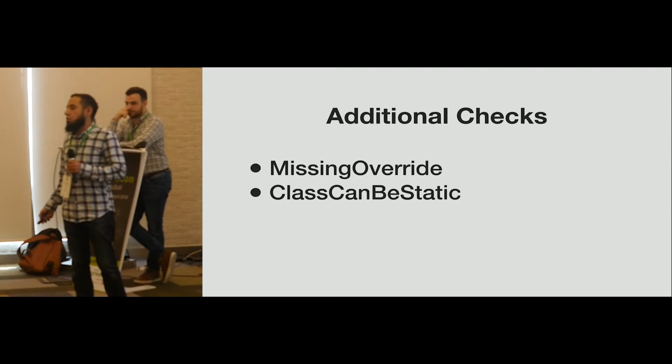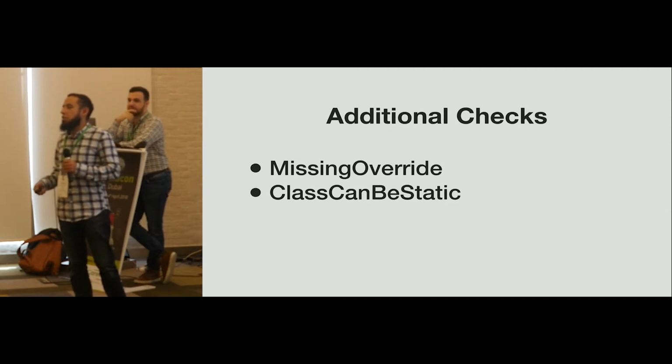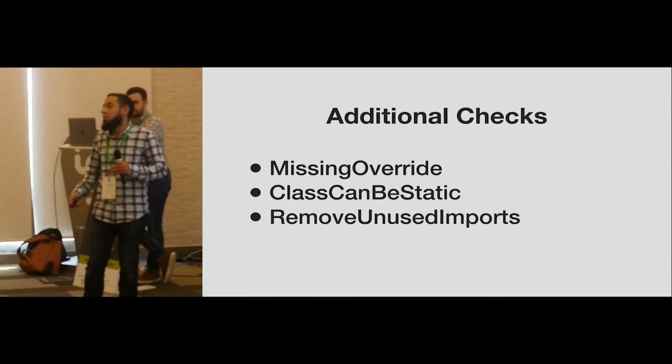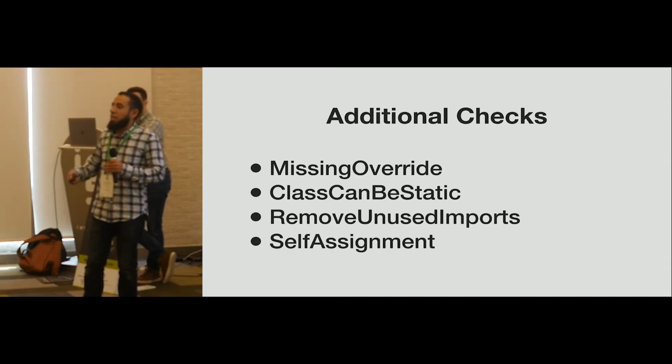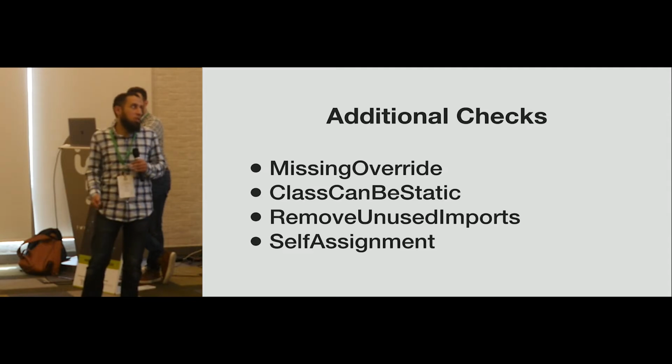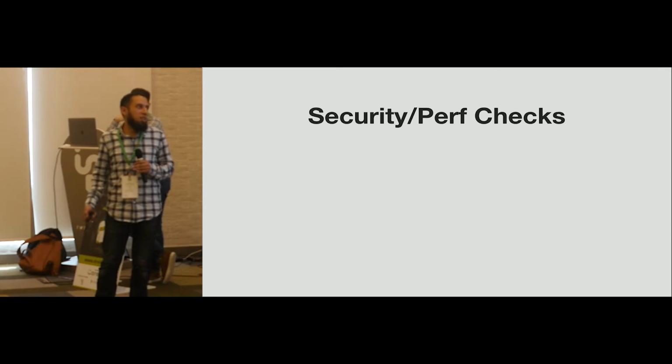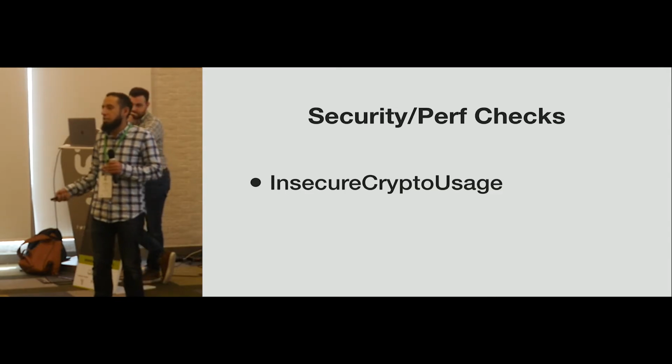Class can be static, so when you have nested classes, if it's not accessing state from the wrapper class, it'll tell you maybe you should make it static. And again, this is why by default nested classes in Kotlin are static unless you declare them otherwise. Remove unused imports. Self-assignment. These are again subtle bugs that might happen that we might miss, but error code will catch.